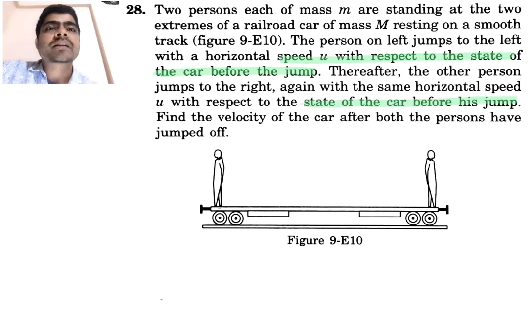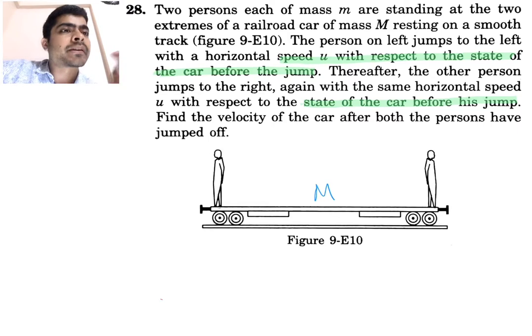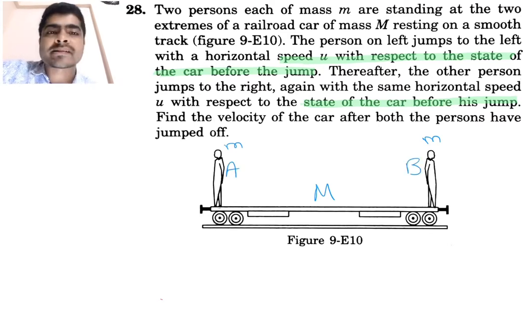So let's just name the people over here. So the car has mass capital M. This is having mass small m. This is also having mass small m. Okay, but let's just name the people. So this person is A, this person is B, and the car is, let's just keep it capital M for now. Okay, so first A will jump off. Right, the person on the left jumps to the left, so person A will jump first.